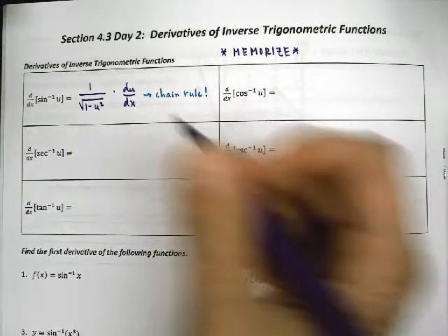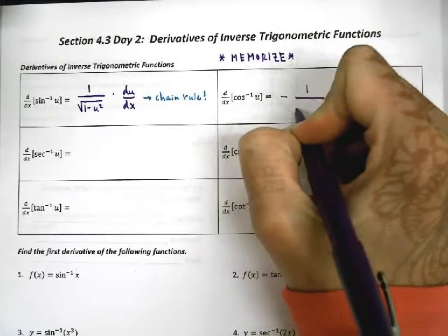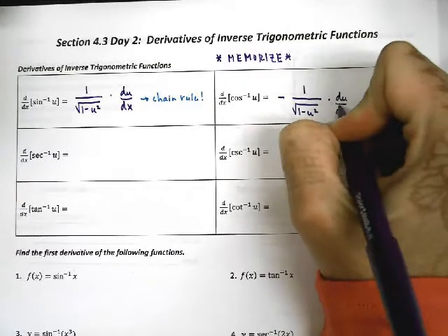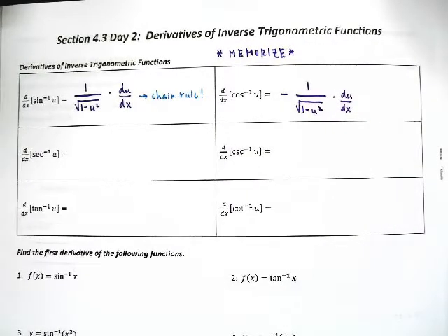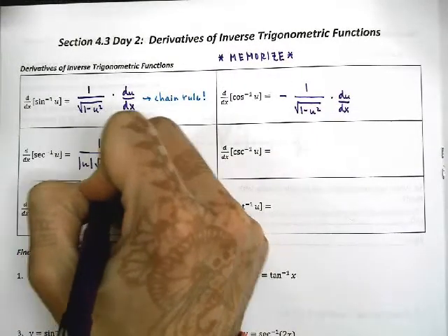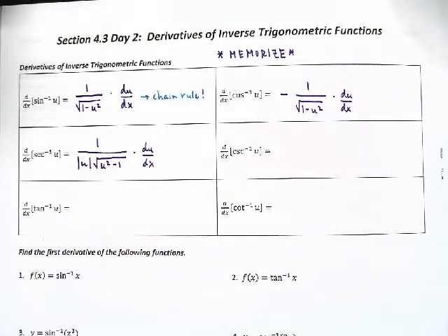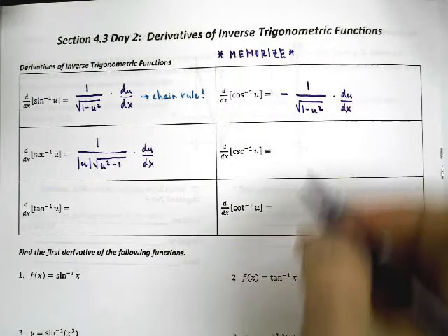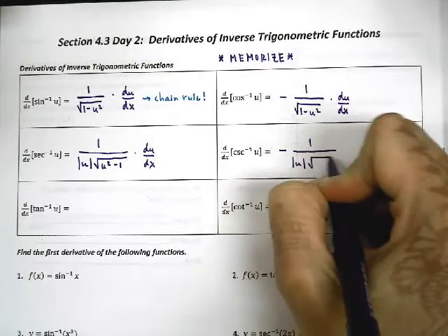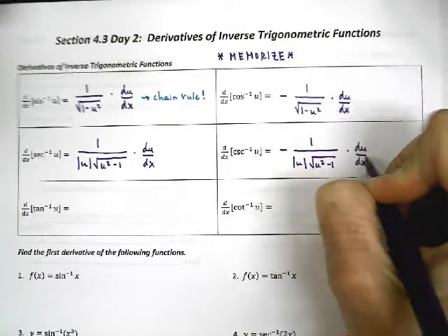Okay, so now my cosine. It's going to be the same format here, but now because it's cosine, it's going to be the opposite of 1 over the square root of 1 minus u squared times du dx. Okay, inverse secant is going to be 1 over the absolute value of u times the square root of u squared minus 1 times du dx. Cosecant, again, same rule, except it's the opposite. So negative 1 over the absolute value of u times the square root of u squared minus 1 times du dx.